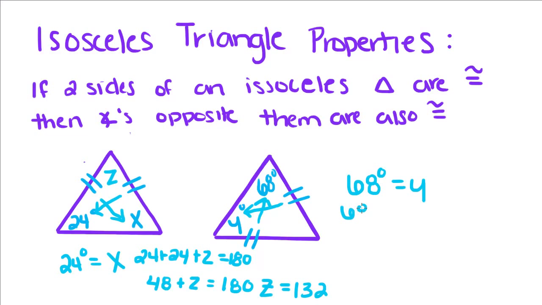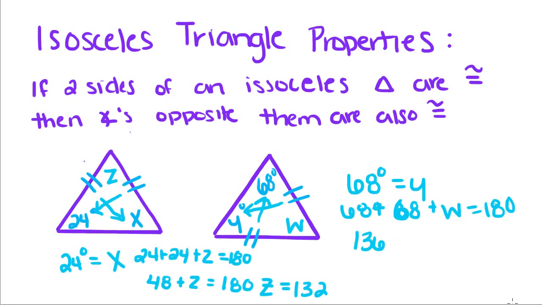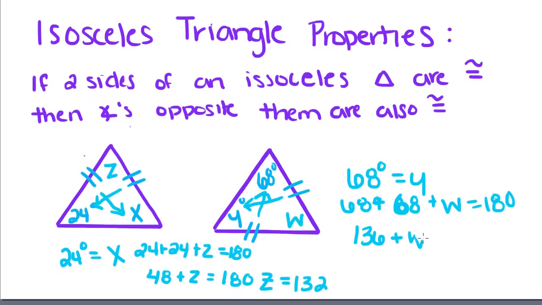So we can do the same thing for this one. 60. We'll call this W. 180. This is 176. 136 plus W equals 180. W equals 44.